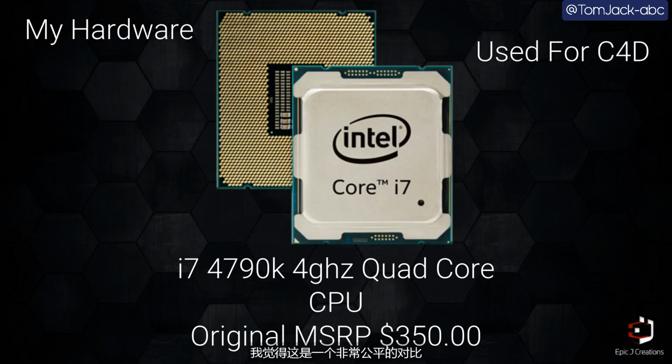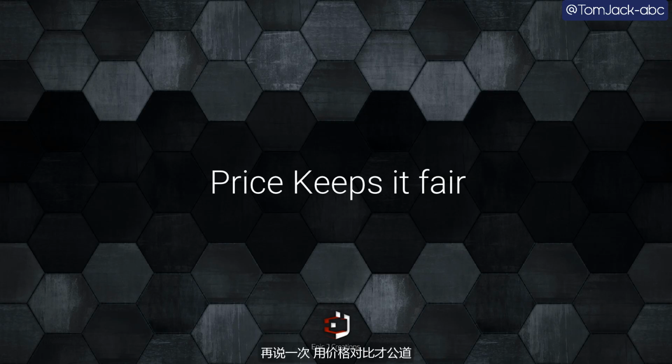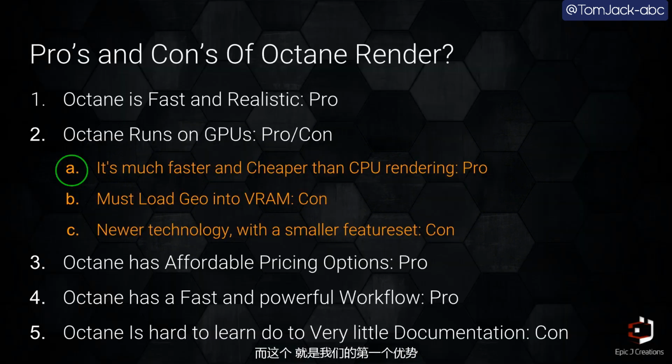I felt like this was a very fair comparison because they're both priced around the same, and price keeps it fair because this is not apples to apples. These are two very different pieces of hardware. So the only thing we can really compare them on power-wise is how much we're paying for them. Because a CPU score is not something you're going to be able to match to a GPU score. They're completely different. So next up, let's go ahead and start with the first pro. It's much faster and cheaper than CPU rendering.